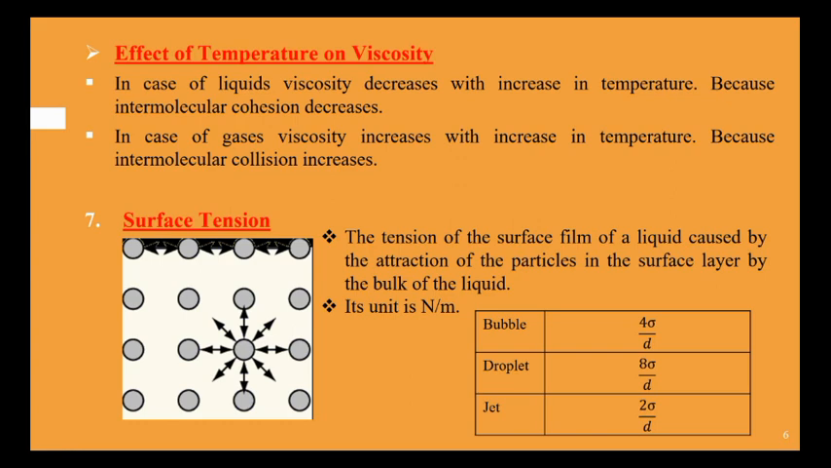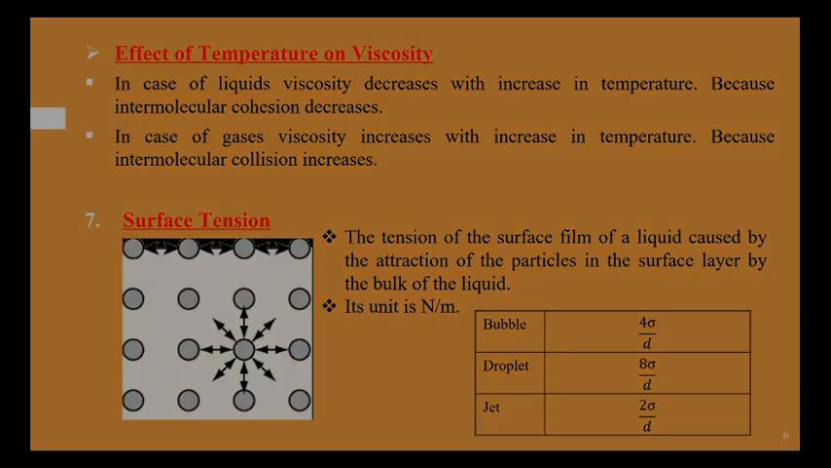The next property, that is seventh one, is surface tension. The tension of the surface film of a liquid caused by attraction of particles in the surface layer by the bulk of the liquid is known as surface tension. Its unit is Newton per meter. Here we are given with a table in which different equations of surface tension are given. In case of bubble, the equation is 4 sigma by d. In case of droplet, it is 8 sigma by d. In case of jet, it is 2 sigma by d.